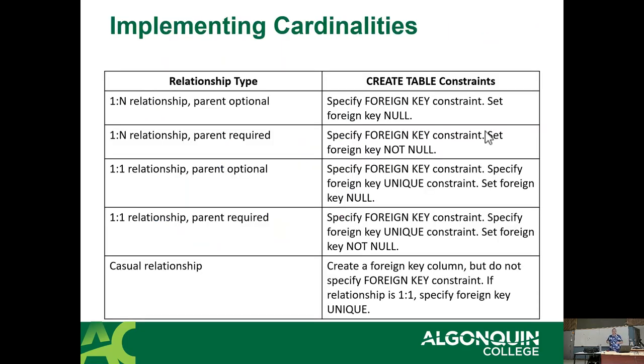So here's a table that explains the whole parent optional, parent required stuff. Essentially, it boils down to this. If the parent is optional, you set the foreign key to null. If it's required, you set the foreign key to not null. This whole slide is just saying, if it's required, it's not null. Otherwise, it's null. And then you've got the casual relationships.